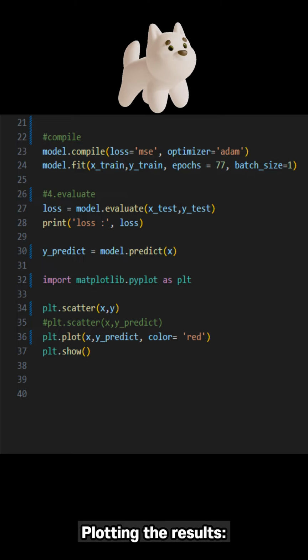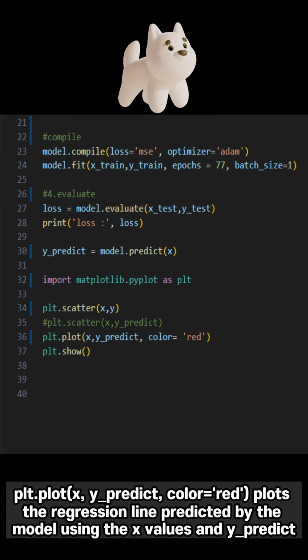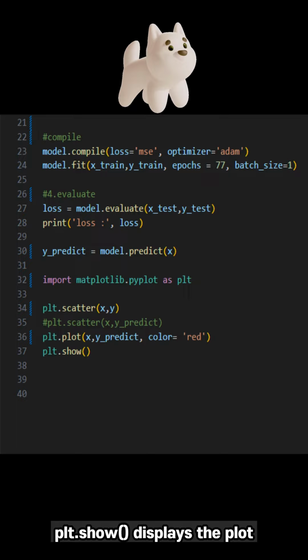Plotting the results. plt.scatter(X, Y) creates a scatter plot of the original data points. plt.plot(X, Y_predict, color='red') plots the regression line predicted by the model using the X values and Y_predict. plt.show() displays the plot.